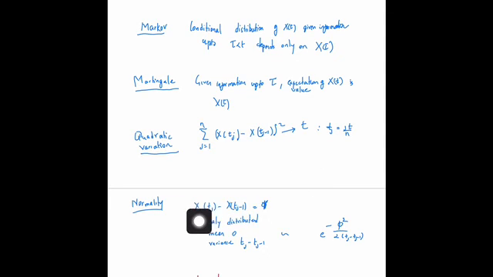Also, normality: the difference between the x at two consecutive time intervals follows a normal distribution with a mean 0 and a variance t_j minus t_{j-1}. This is the probability distribution from which the value of this difference is getting picked up. This is the definition of a Brownian walker.